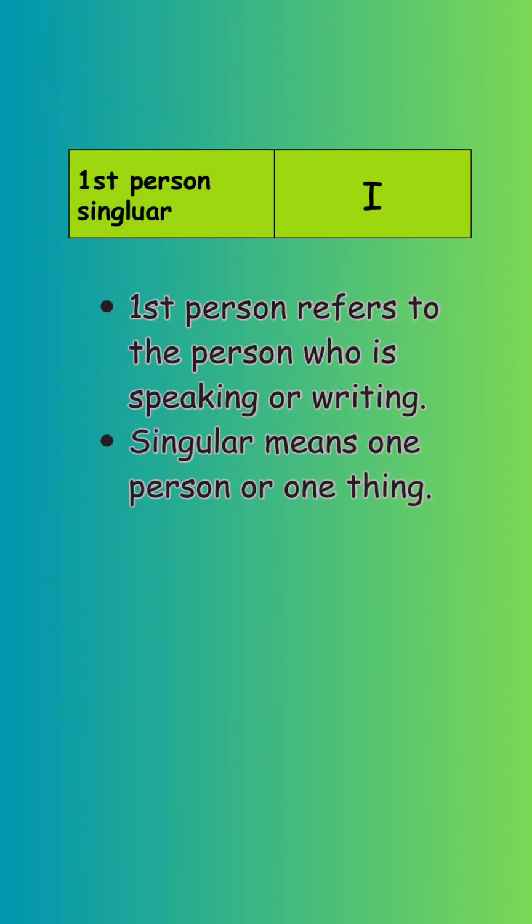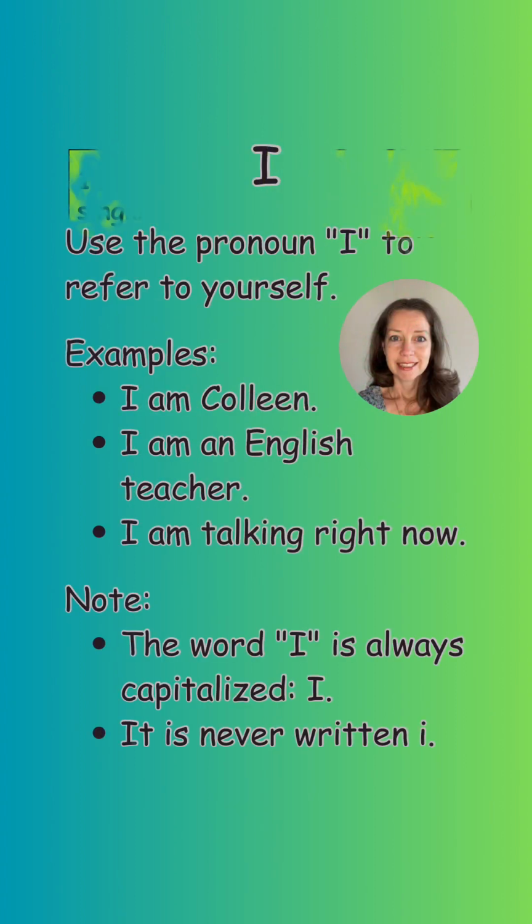The pronoun in first person singular is I. First person refers to the person who is speaking or writing. Singular means one person or one thing. Use the pronoun I to refer to yourself. Examples: I am Colleen. I am an English teacher. I am talking right now.